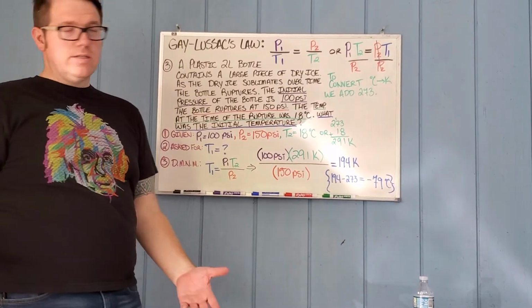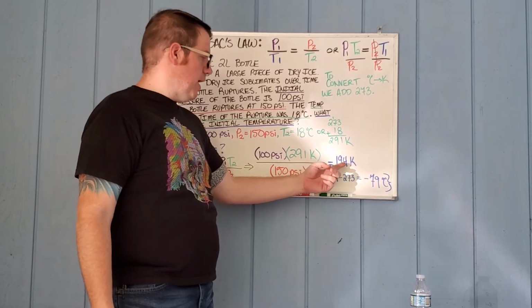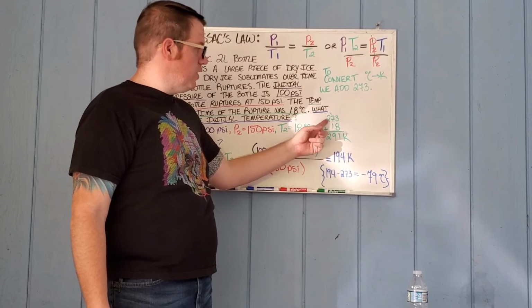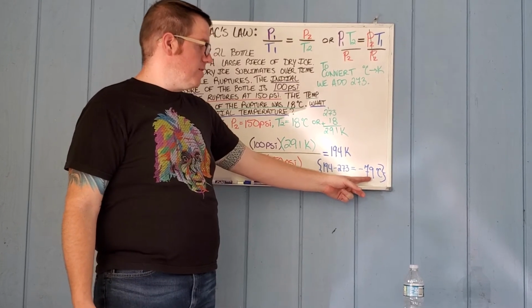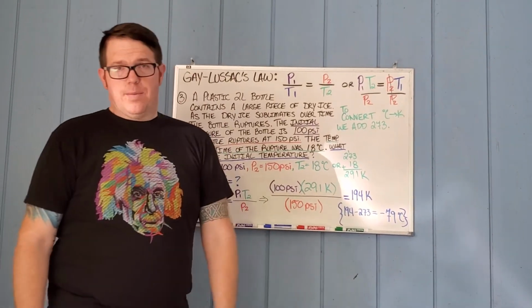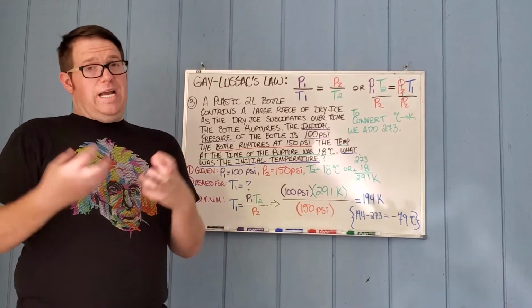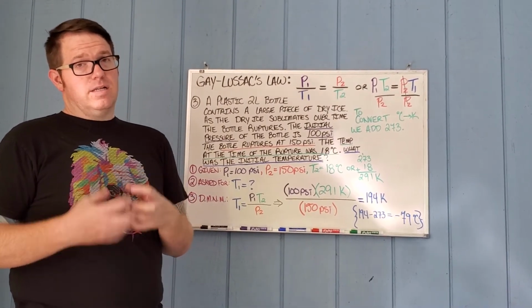What is that in Celsius? All you'd have to do to convert that back is subtract that 273 that we added earlier. So we subtract out that 273 and we end up with negative 79 degrees Celsius, which happens to be the initial temperature of dry ice in its condensed form.